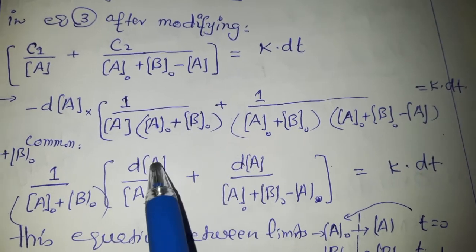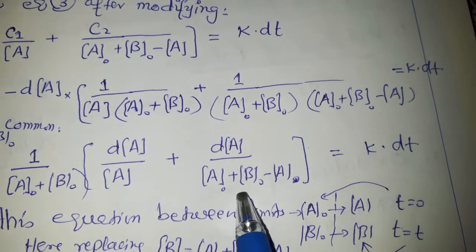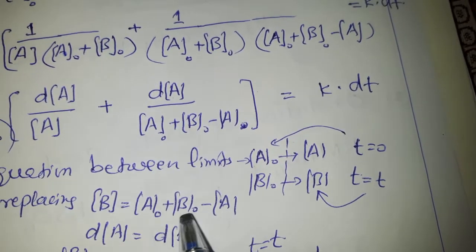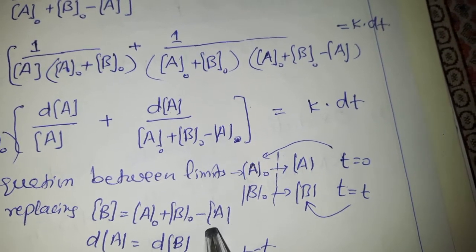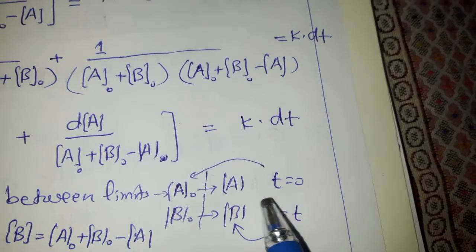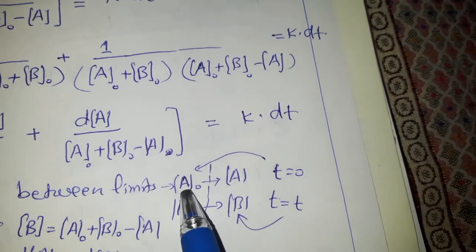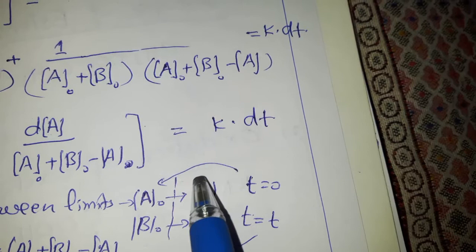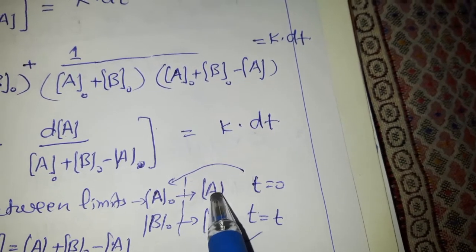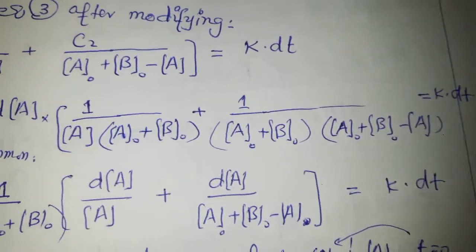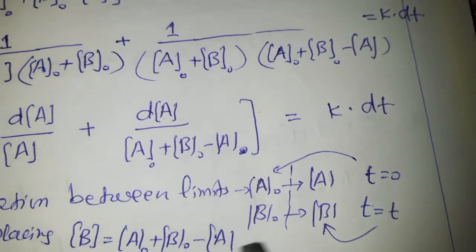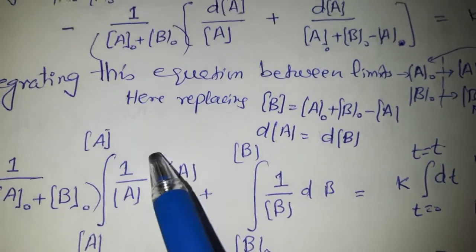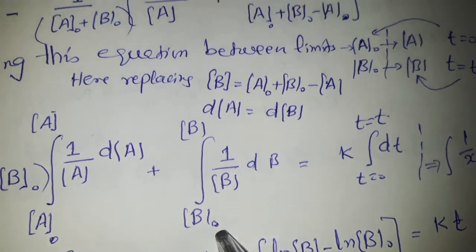Just keep in mind this is the concentration of A, this is B, and this is A, but this term, the concentration of B, is what we put last time in the beginning of the reaction. So this is the concentration of B. At time t equal to 0, the initial concentration of A is represented by A0 and the initial concentration of B by B0. Similarly, the concentration at any time t of A is A and of B is B. So this equation can be solved by integrating between these limits, applying the initial limit and final limit, similarly the initial limit of B and final limit.